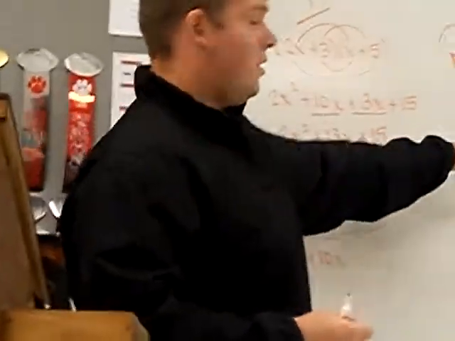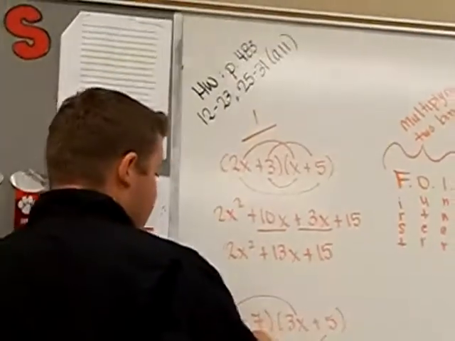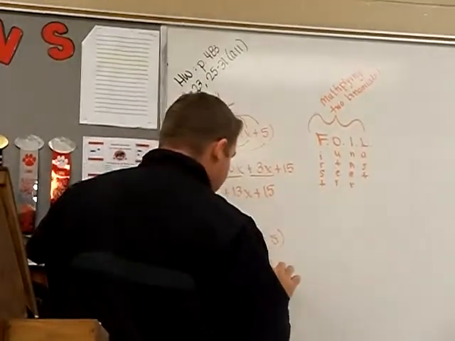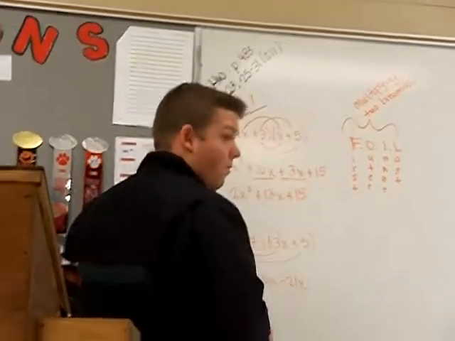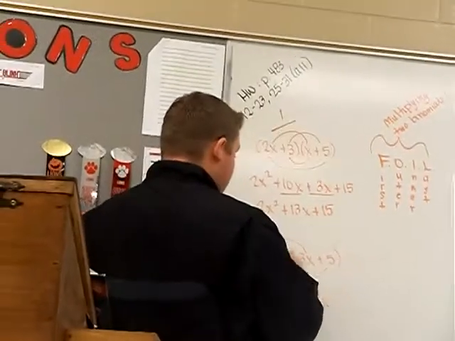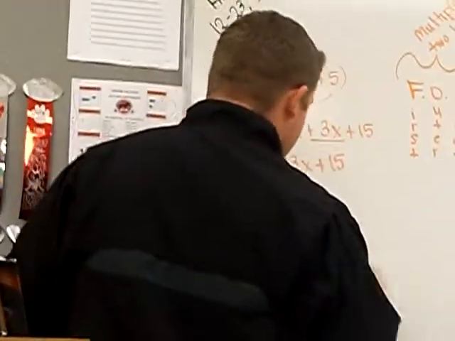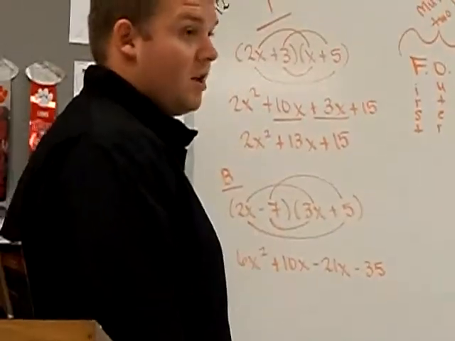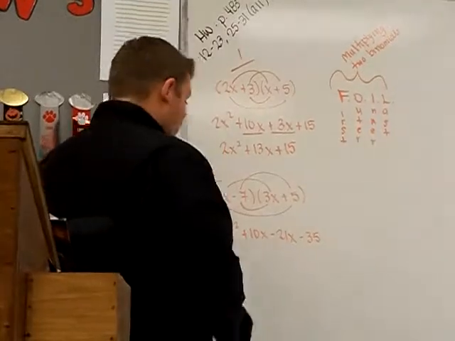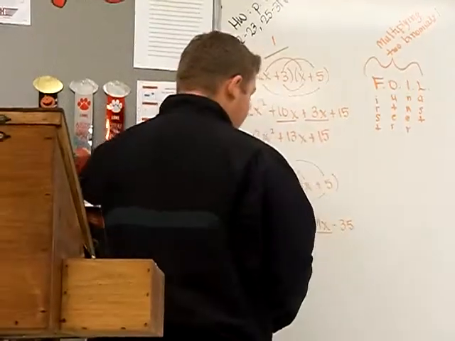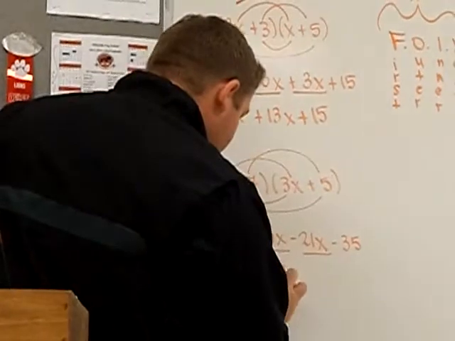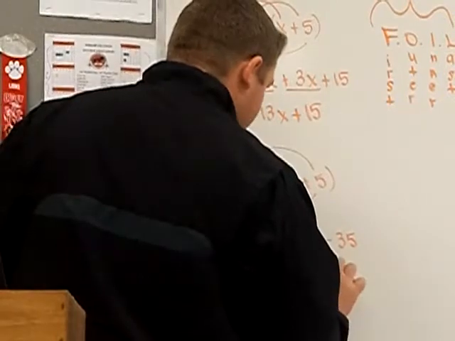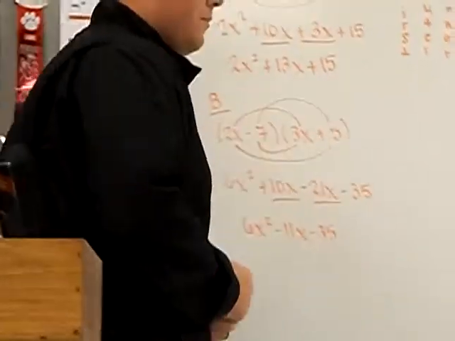Inner terms: negative 7 and 3x. Negative 7 times 3 is negative 21x. And then the last two terms: negative 7 and 5. Negative 7 times positive 5 is negative 35. Now, do we have any like terms? Yes, our x terms are the same. So we have a 10x and a negative 21x. 6x squared stays the same. 10 minus 21 is negative 11x, and then minus 35. All right, questions so far?